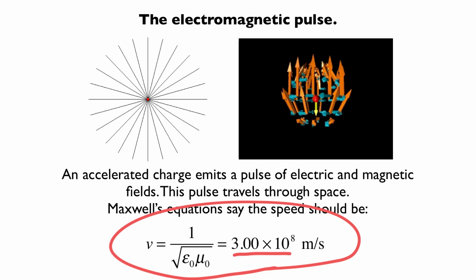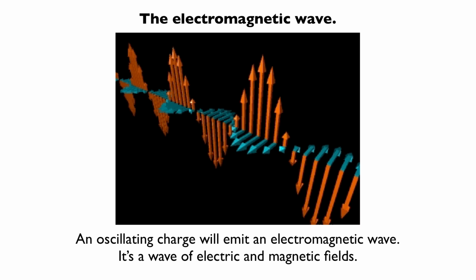And it turns out it is, but it's not just light. It's radio waves and microwaves and X-rays and gamma rays and infrared and ultraviolet and visible light. All of them are electromagnetic waves. They are waves of electric and magnetic fields that propagate through space, which is kind of amazing.